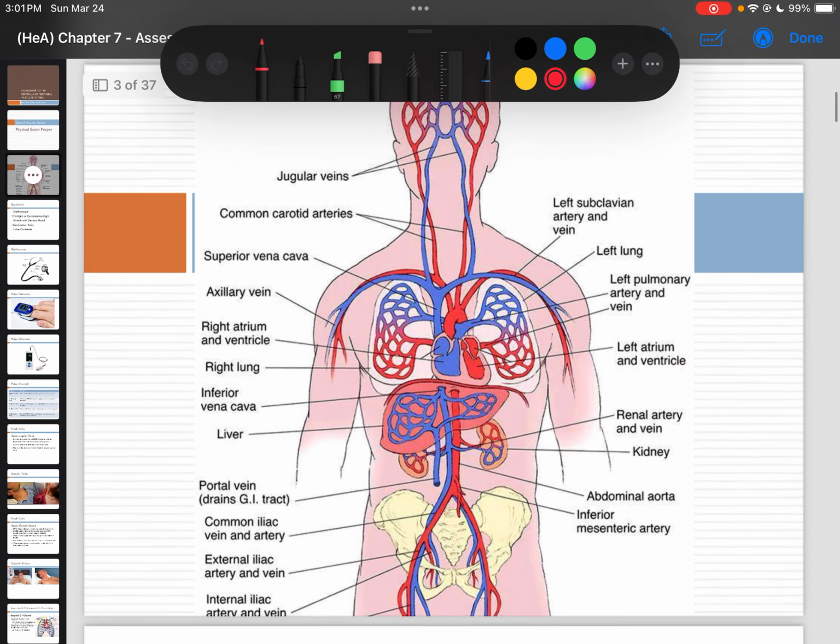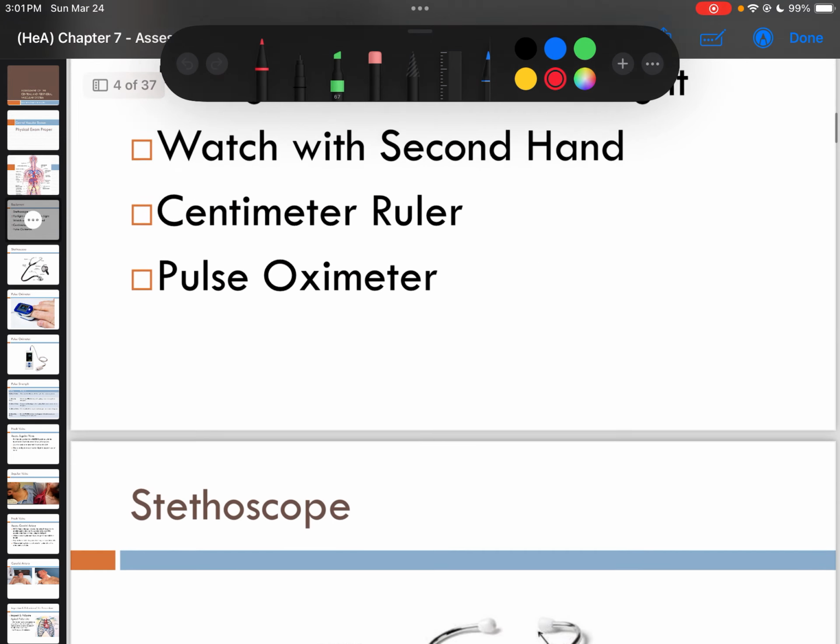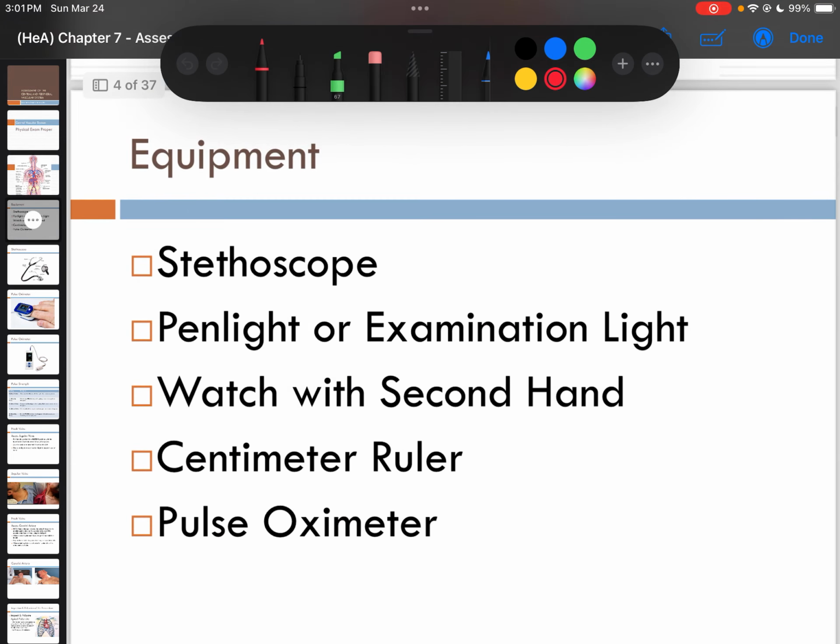So this picture is just a guide. Later on, if I discuss something, we will use this guide. The equipment we will use: number one is a stethoscope, a pen light or examination light, a watch with a second hand, a centimeter ruler or more commonly a tape measure, and a pulse oximeter.